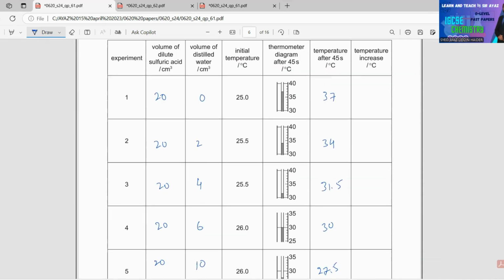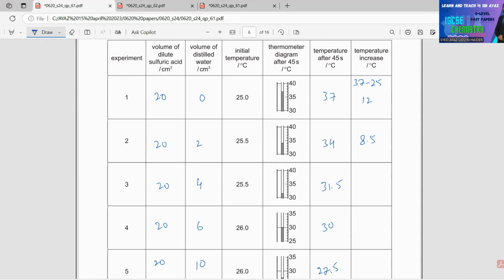We need to find the temperature increase in each case. So what I will do, I will simply subtract 25 from 37. 37 minus 25, so you will get 12. Temperature increase will be 12 here. What about other experiments? Experiment number 2, 34 minus 25.5. You will get 8.5. Here we will get 8.5.